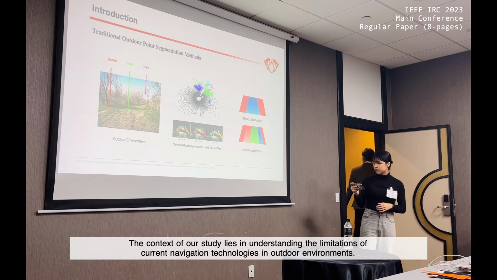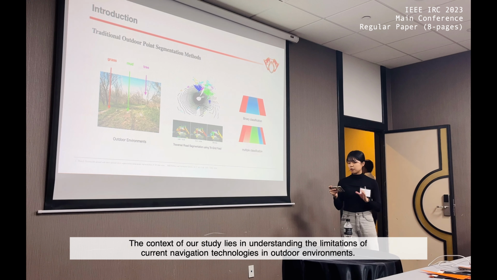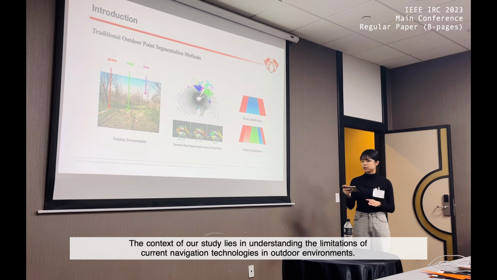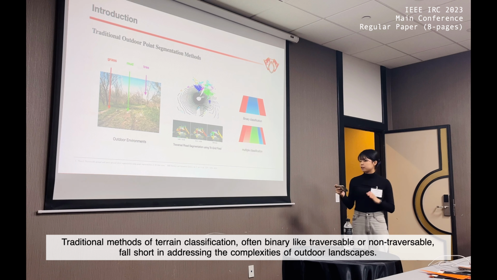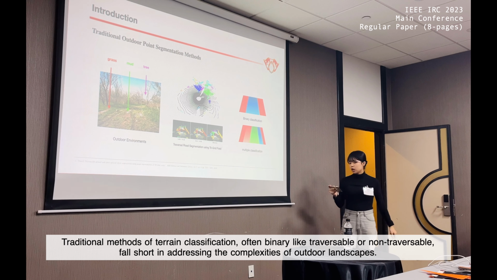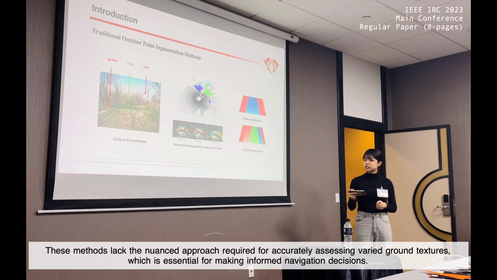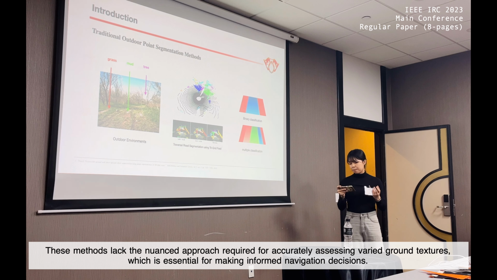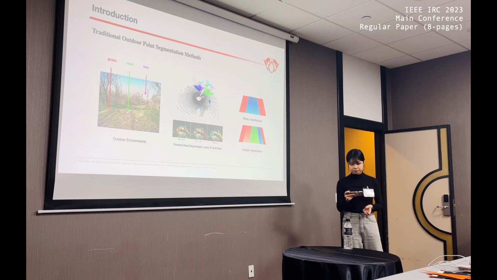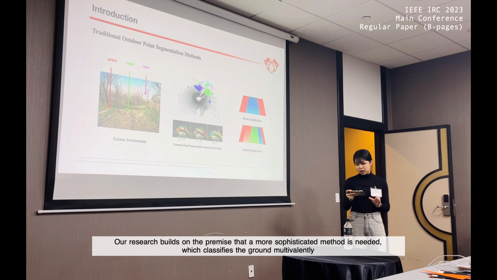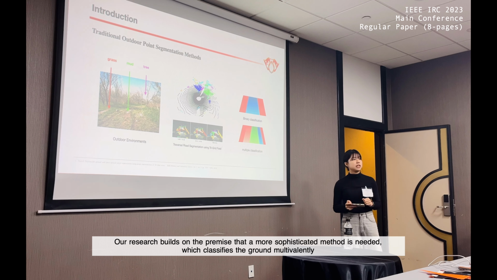The context of our study lies in understanding the limitations of current navigation technology in outdoor environments. Traditional methods of terrain classification, often binary like traversable or non-traversable, fall short in addressing the complexities of our outdoor landscapes. These methods lack the nuanced approach required for accurately assessing varied ground textures, which is essential for making informed navigation strategies. Our research builds on the premise that a more sophisticated method is needed, which classifies the ground multivalently.